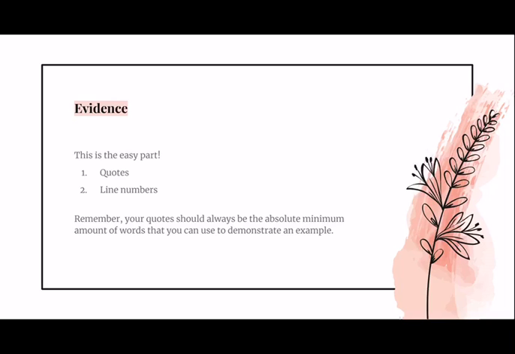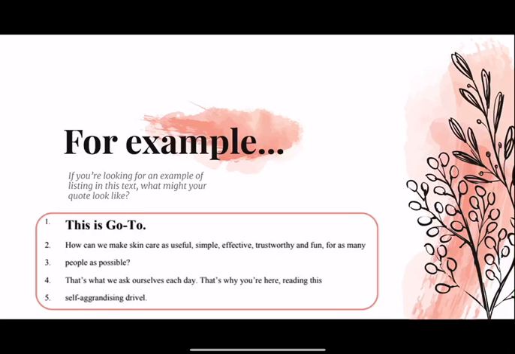That's just rewriting the text. So for example, if you pause here, have a read through these 5 lines of a text, and if you're looking for an example of listing, what might your quote look like? So I want you to read through this. So pause here, read through the text, and pick out, if you were writing a paragraph on listing, what would you use as your quote? Once you're done, come back.